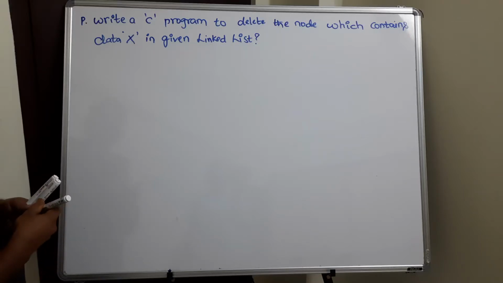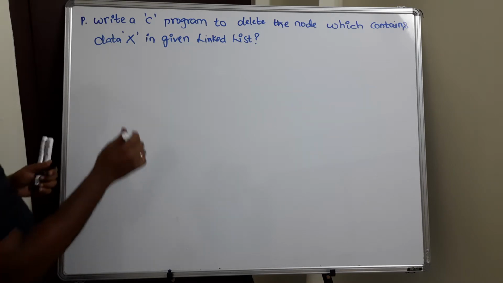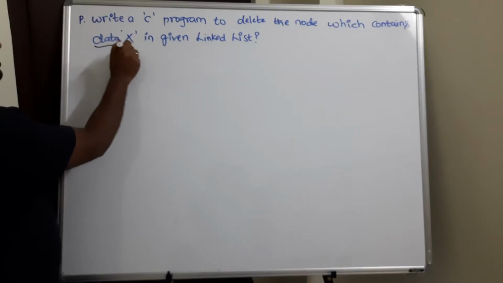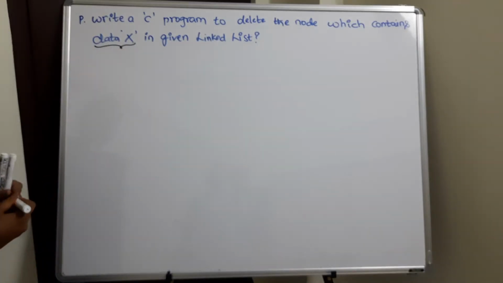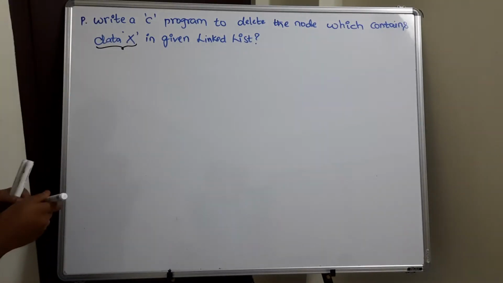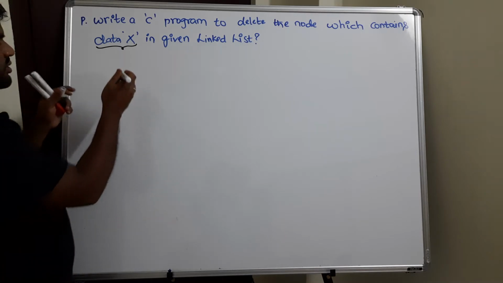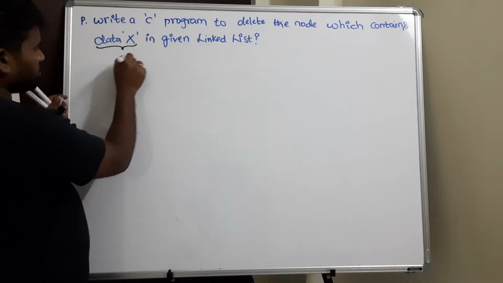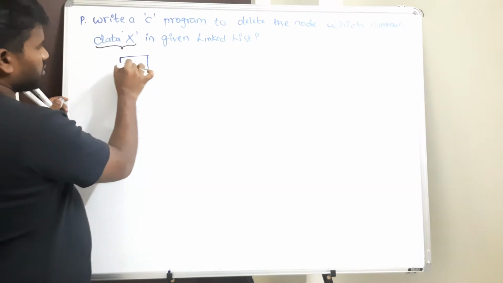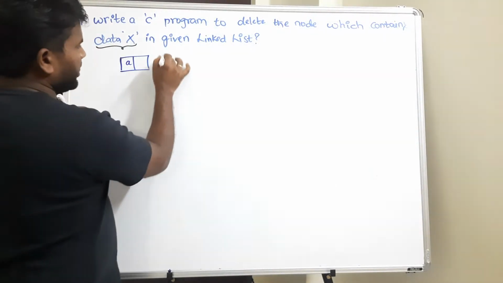The problem is to write a C program to delete the node which contains the data x. This is the problem statement. So we need to delete that particular node which contains the data x. So we'll have a linked list.